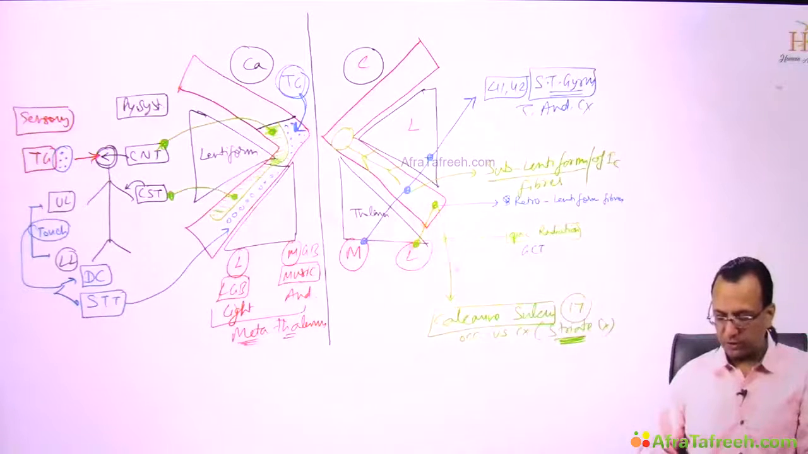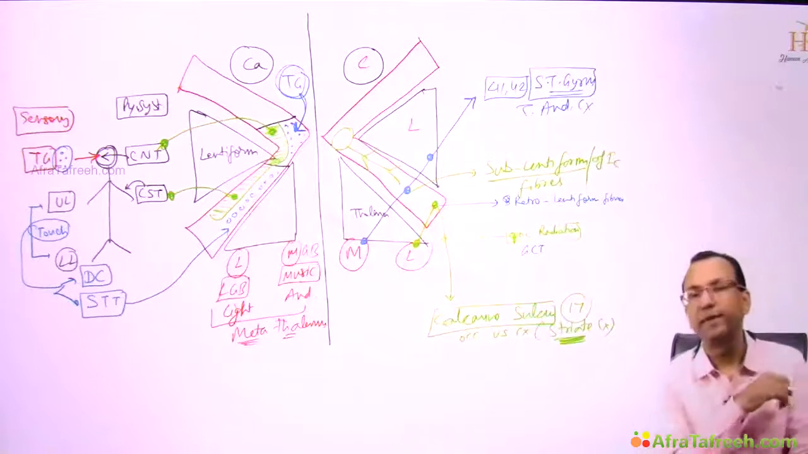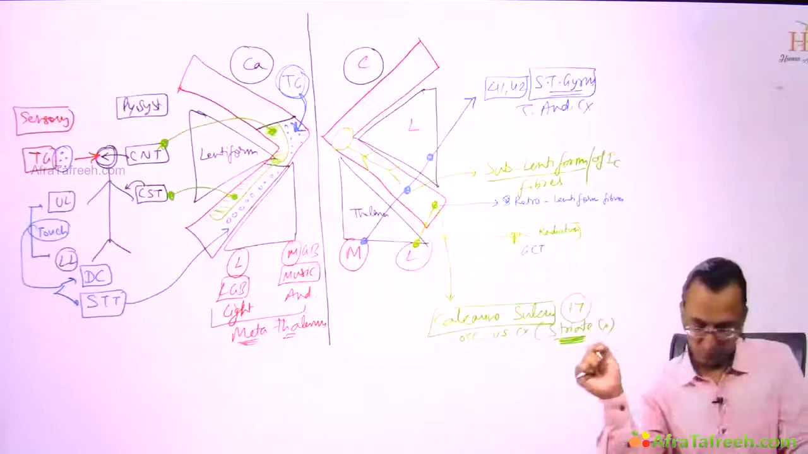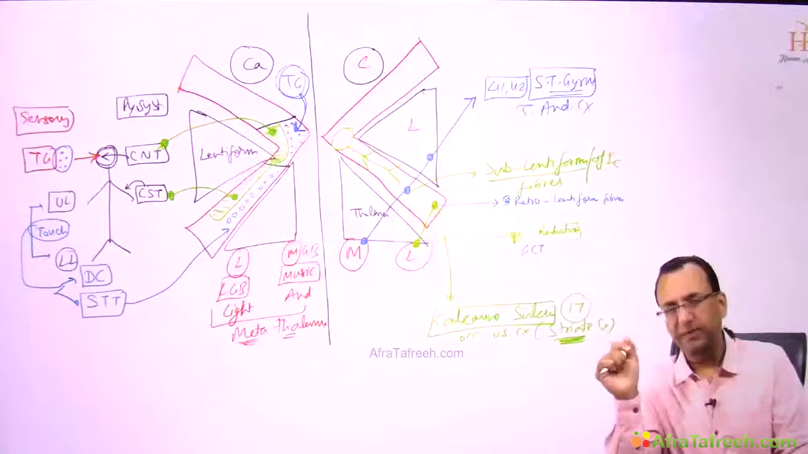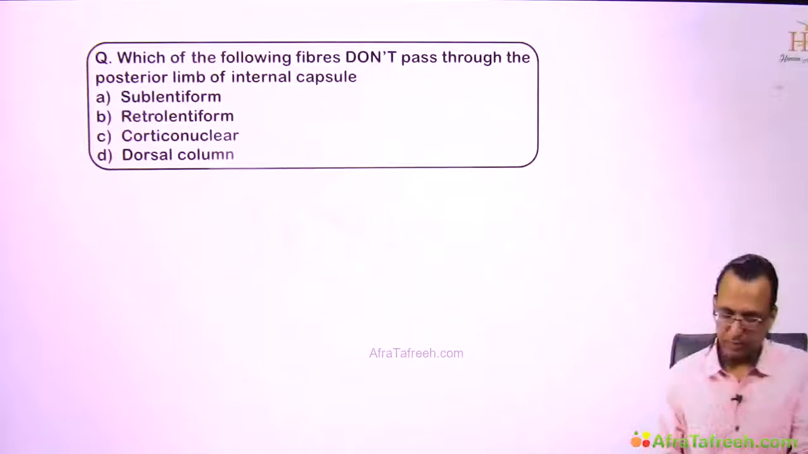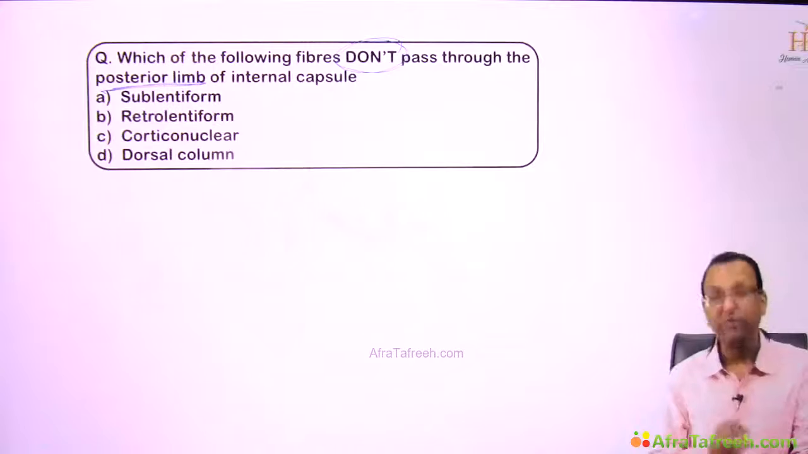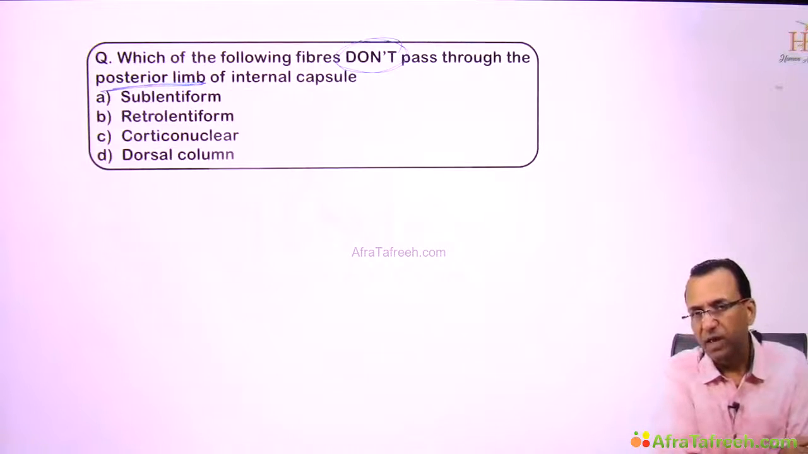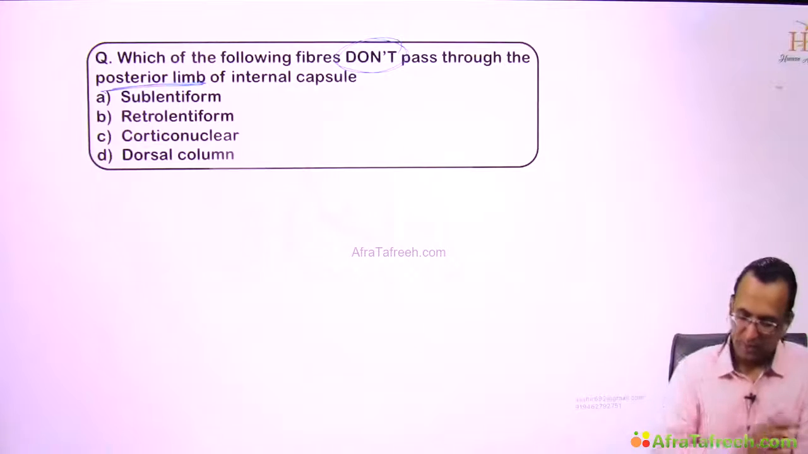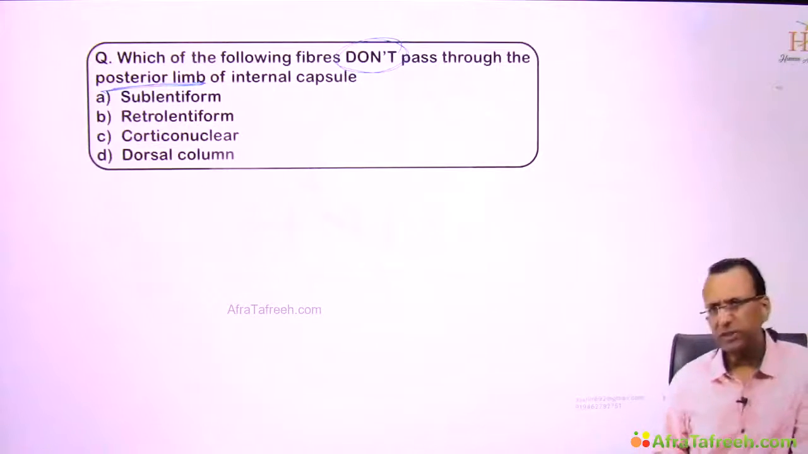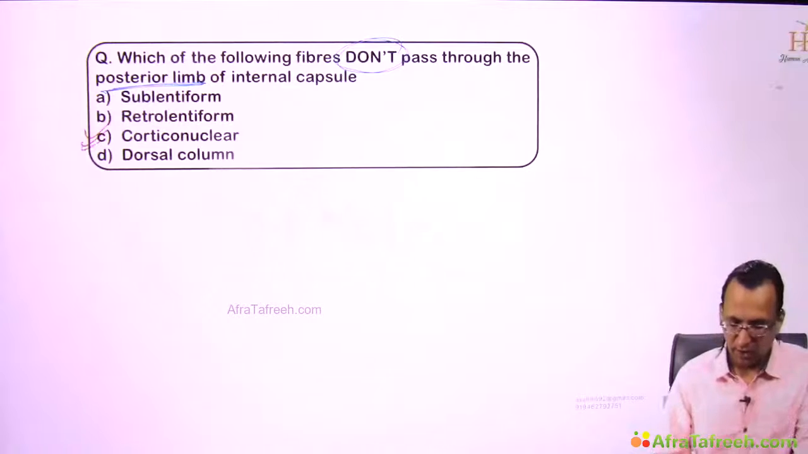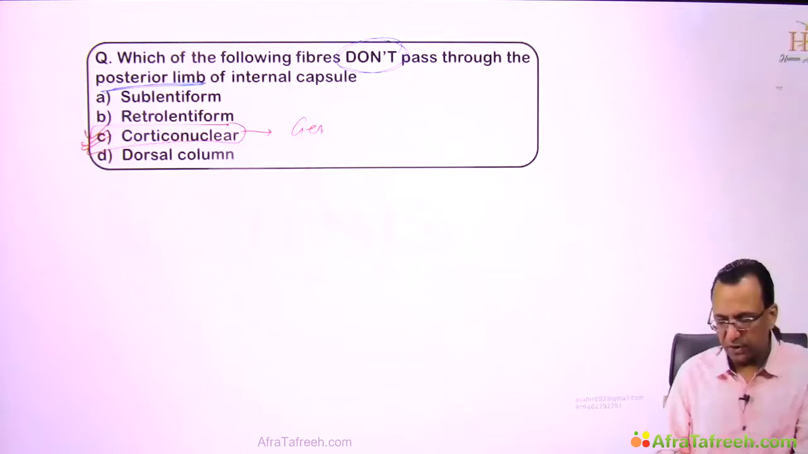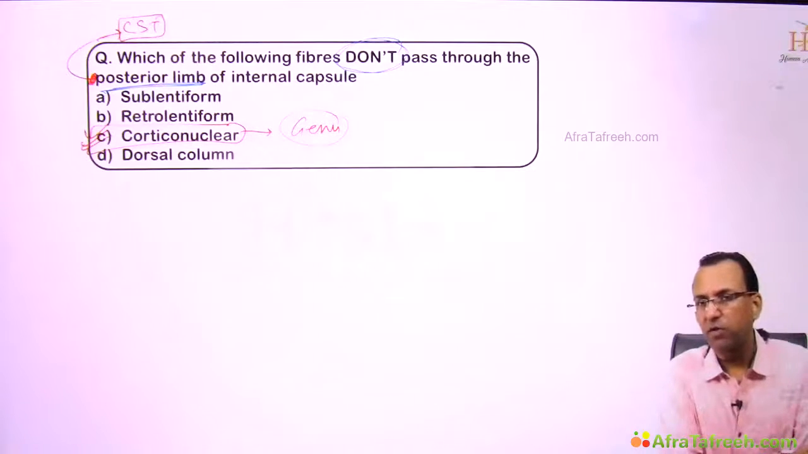This is what we wanted to discuss regarding the internal capsule, its various parts and the pathways and tracts passing through it. This question asks what is not passing through the posterior limb of the internal capsule. What do you think is the answer? I will say the corticonuclear tract. Why? Because it is in the genu. If it is in the genu, then what is in the posterior limb? It is the corticospinal tract, not the corticonuclear.